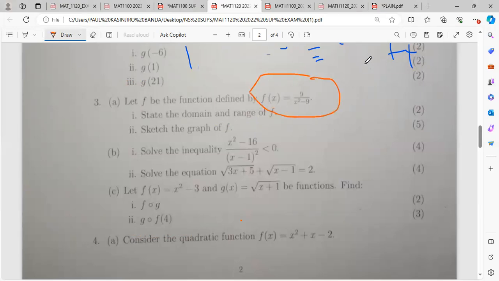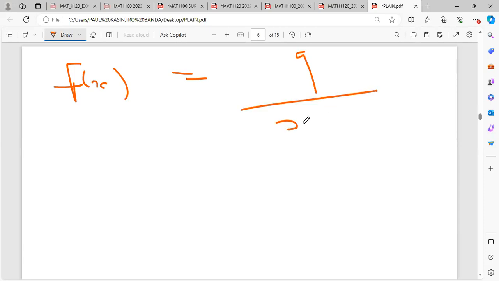This one here, it's in the form of a over b. Okay, so this is rational. So let's sketch this graph. So what are we going to do there? Okay, so we are saying we have f is equals to 9 over x squared minus 9. Okay, so this is a rational function.